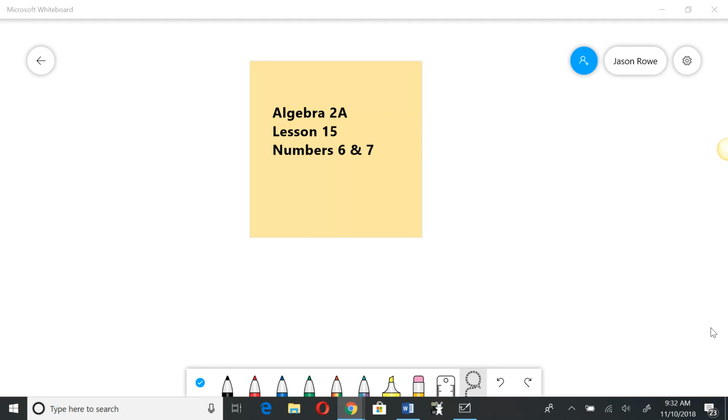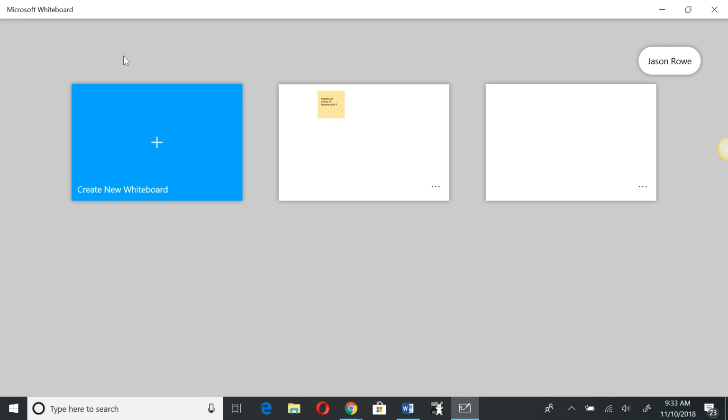This is Mr. Rowe. We're taking a look at Algebra 2A. This is lesson 15. We're looking at numbers 6 and 7. This is the problem where we have to determine if two functions are inverses of each other. So I'm going to show you exactly what you need to do here. Let's take a look at a similar example.